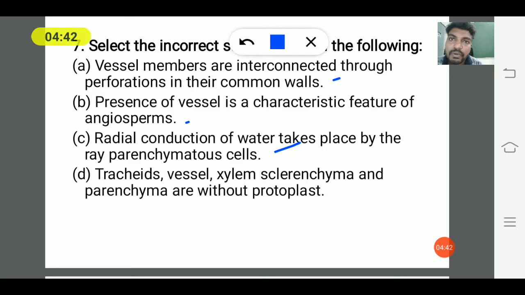That's also true. Tracheids, vessels, xylem sclerenchyma and parenchyma are without protoplast. Tracheids, vessels and xylem sclerenchyma are without a protoplast, but what about parenchyma? Parenchyma is a living cell. It consists of a protoplast. So hence option D is the incorrect one.